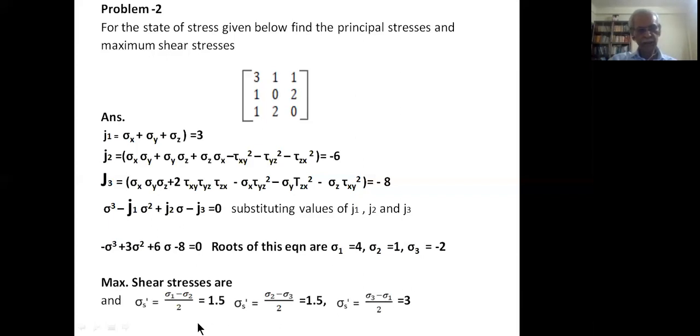And maximum shear stresses, as we know, are sigma 1 minus sigma 2 by 2, sigma 2 minus sigma 3 by 2, and sigma 1 minus sigma 3 by 2. That gives you 1.5, 1.5, and 3. Actually, you should take plus minus. So these are the main values, and you take the plus minus values wherever needed. So these are the principal stresses, and here these are the shear stresses. Okay, maximum shear stress. So these are 2 simple problems to solve. Read it carefully, and if there are doubts, we'll discuss it later. Okay, so that's the end of this note today.